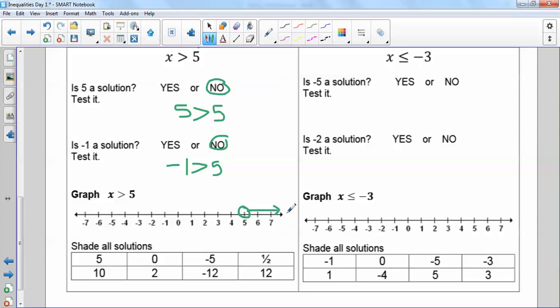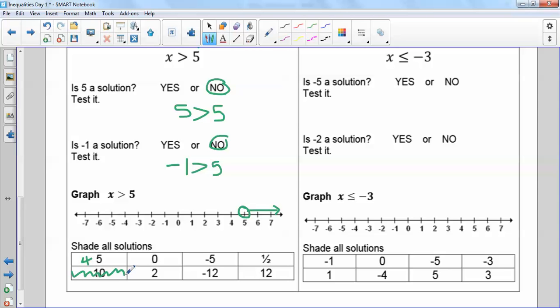Okay, now they want us to shade all the solutions. Well, for the first one, 5, we already decided that 5 was not a solution, right? Because it's not greater than 5. So we cannot shade this one. Let's put an X on that. What about 10? Is 10 in our solution set? Well, 10 is greater than 5, and it would be in our graphing part here, so we can shade that one. Okay, so we're going to shade our 10.